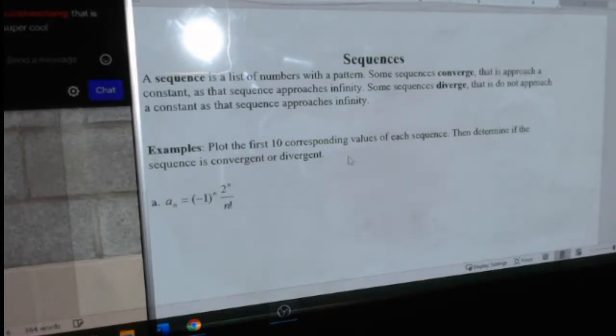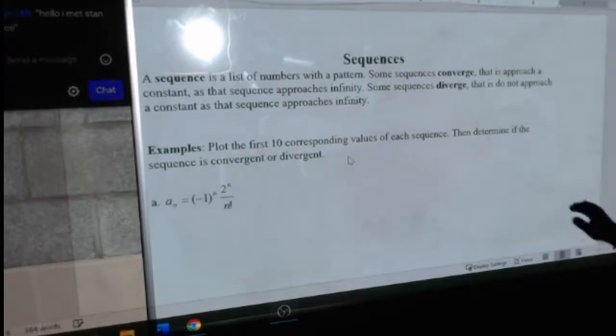All right. So, sequences. A sequence, by definition, is a list of numbers with a pattern. And we can talk about sequences as though they either converge, which means they equal some constant, or they diverge, which means that they approach some infinite value.